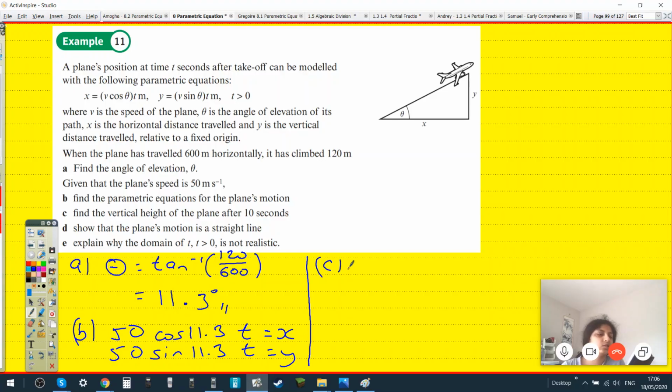So C is just 97.97 meters. So let's say 98.0. And what was that one? C. After 10 seconds, was that 50 sin 11.3 times t, times 10? Okay.